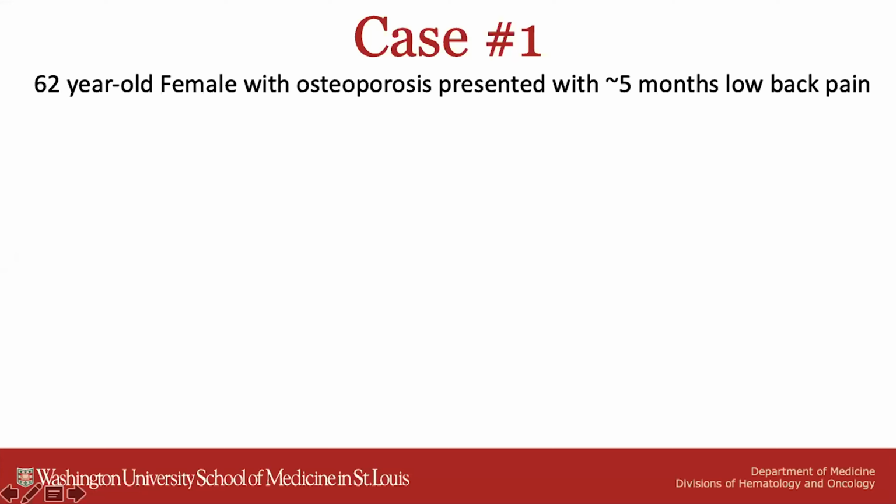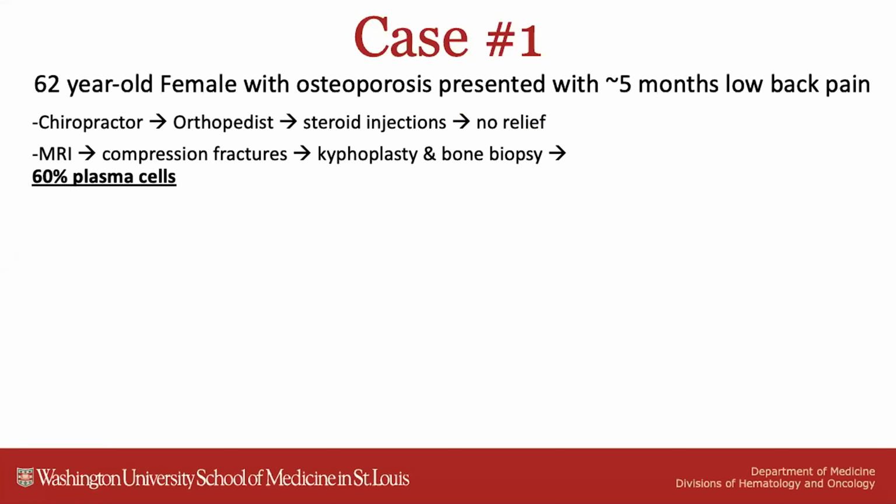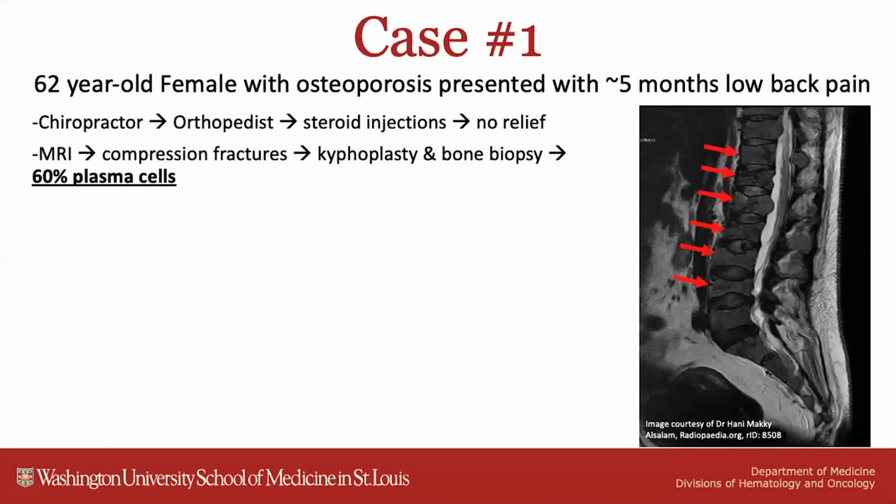First, we'll start with case number one, a 62-year-old female with osteoporosis who presented with 5 months of low back pain. She initially sought care from a chiropractor as well as an orthopedist who ultimately treated her with steroid injections and offered no relief really for her back pain. So she was seen by her primary care doctor who ordered an MRI with images here showing multiple level compression fractures. And so with her history of osteoporosis, the initial concern was she should be treated with a kyphoplasty. Unfortunately, during her procedure, she had a bone biopsy done, and that was reported out as showing 60% plasma cells.